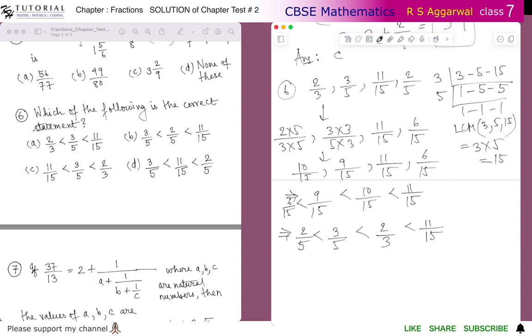All the fractions that are given in all the choices are 2 by 3, 3 by 5, 11 by 5, and 2 by 5. If I order these fractions in ascending order, first we have to convert them to equivalent fractions, which becomes the equivalent fractions of all the fractions.